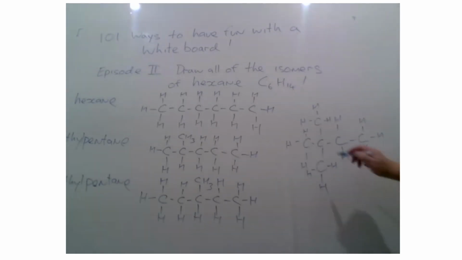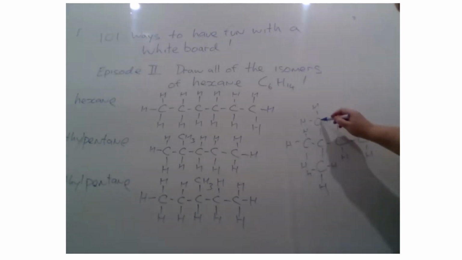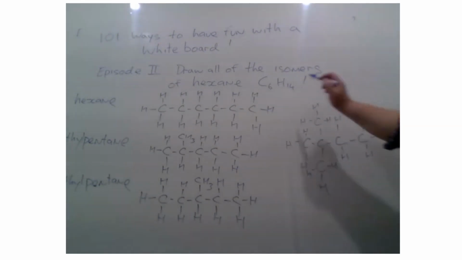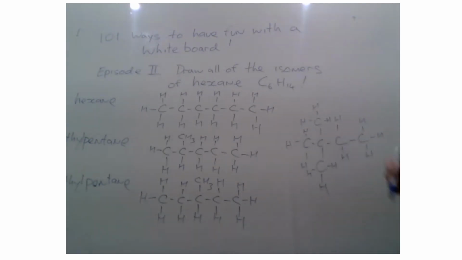Okay, so 1, 2, 3, 4. Is that the longest chain? Well, you need to double check. 1, 2, 3, 4. So yeah, 4 is our longest chain, so this is definitely going to be an isomer. 1, 2, 3, 4, 5, 6 carbons. Add all the hydrogens up, it does add to 14. So indeed, we've got another isomer.